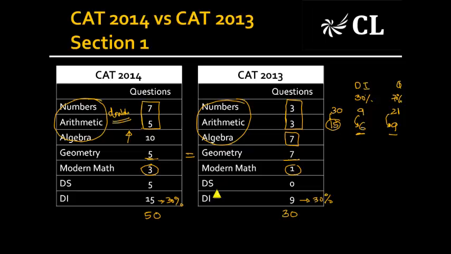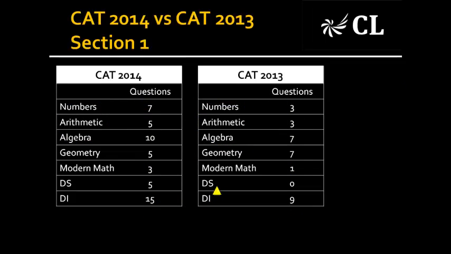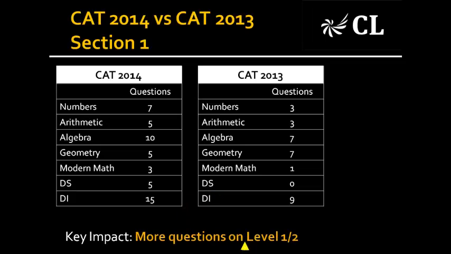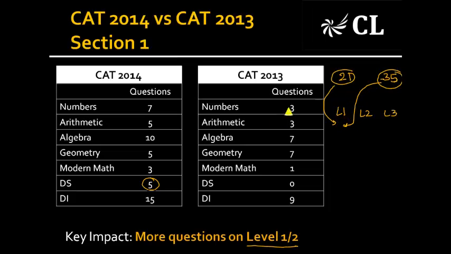DI will be still as important, but the key impact would be there will be more questions on level 1 and level 2. That is simply because you had 21 questions in quant before. Now you have about 30, even if I add data sufficiency, about 35 questions. So you can say that questions can be in level 1, level 2, level 3. The number of questions in level 1 in 21 will be less, but the number of questions in level 1 in 35 would be more. So you'll get more questions on level 1 and level 2.